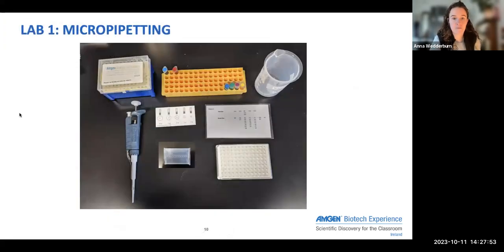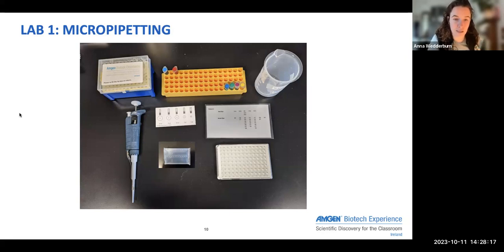So this is kind of the setup for lab 1. We give you a micropipette and a box of disposable pipette tips. We give you 1 pipette between 2 students, and then there's a beaker there. You can see we use that for waste pipette tips. So once they're done, they can eject them into the beaker. And then some different colored dyes, which I'll go through now as well.